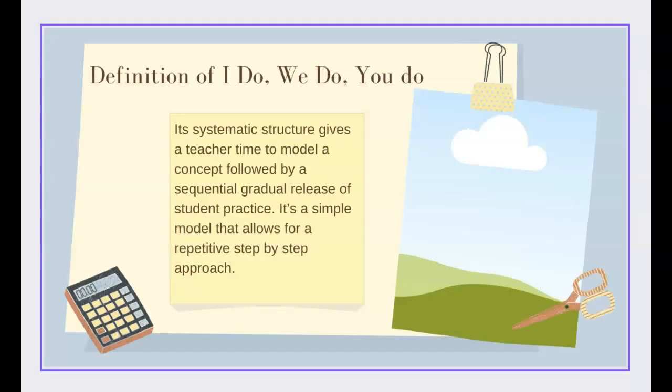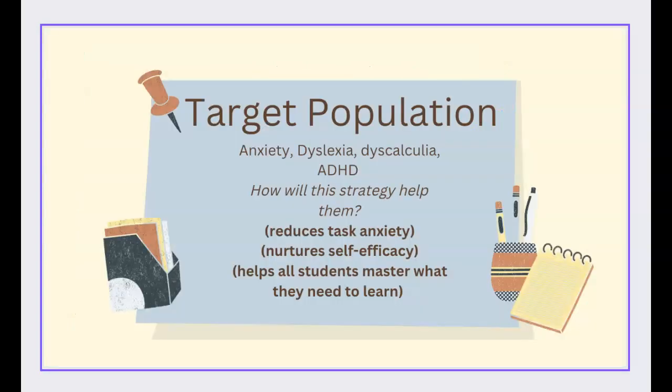All right, so moving on, here is the definition of I do, we do, you do. It's just a systematic structure which gives the teacher time to instruct the students over a concept or lesson, and it's a simple model that allows for a repetitive step-by-step approach, which is why it's so great, because it's very detail oriented. So the goal is that the students leave the classroom fully knowing the lesson that's been taught that day.